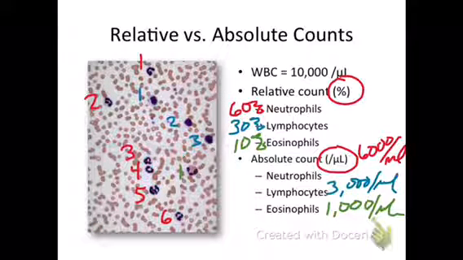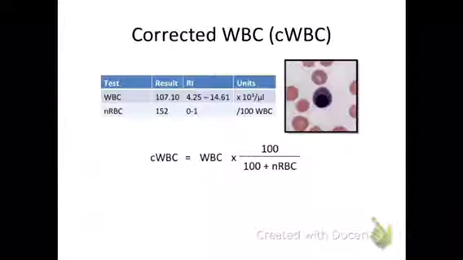So when we're assessing whether a cell type is increased or decreased, you should always use the absolute cell count because that's a better reflection of what those cells are doing in circulation.